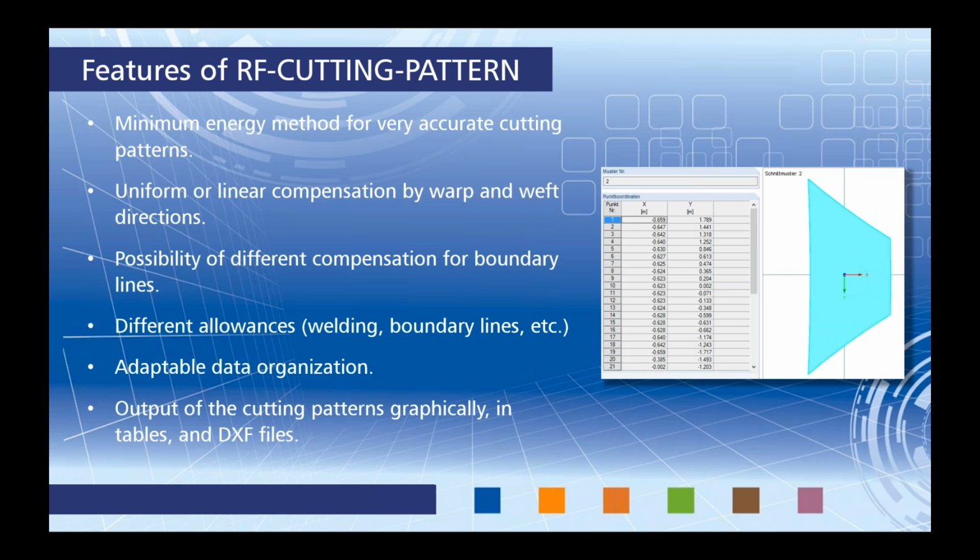There is adaptable data organization, meaning even after we have performed the calculation for our 2D cutting pattern, we could go back and easily add in some additional material for welding and for those boundary lines without having to recalculate the 2D cutting pattern. And lastly, I'll show you how to output the cutting patterns both graphically within the RFEM printout report, as well as tables. And these tables can be exported directly to Microsoft Excel for further sorting. And lastly, we can export them as a DXF file, open them up in AutoCAD, and show you how to utilize the cutting patterns this way.